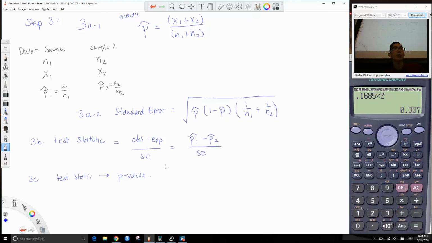Same as before. If the alternative has a greater than, you take the area to the right. If the alternative has a less than, you take the area to the left. If the alternative has a not equal to, you do 2 times the tail area. Okay, so that's same as before.